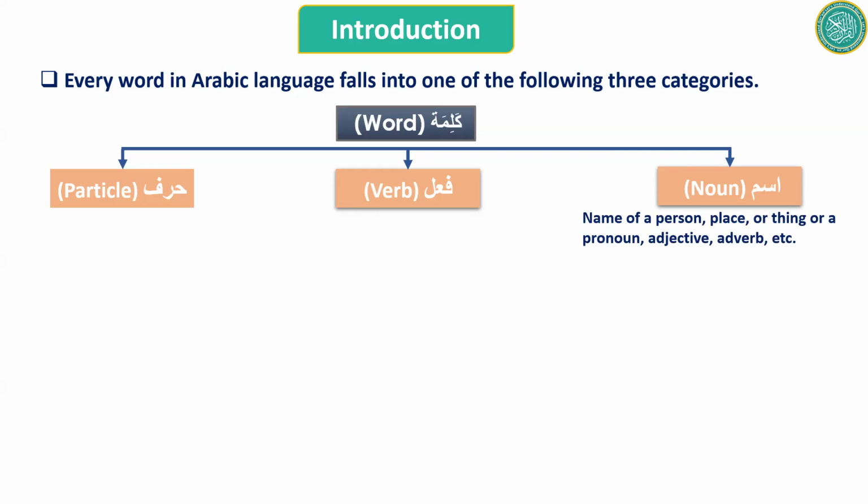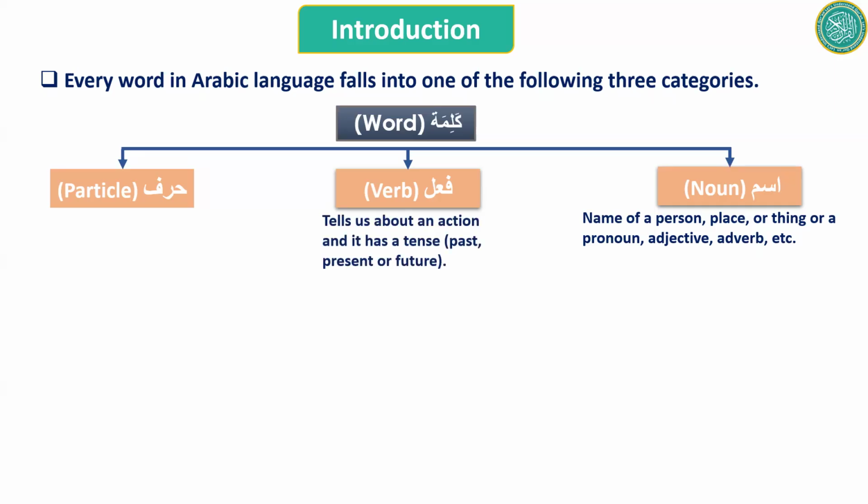What is an ism? Ism is a name of a person, place, or thing, or it is a pronoun, adjective, adverb, and there are other things as well. So actually, ism is bigger than a noun. That is why we use the term ism in this course instead of noun. They're interchangeable kind of, but ism is preferred. So name of a person, place, or thing, or a pronoun, adjective, adverb, and there are other categories as well under this.